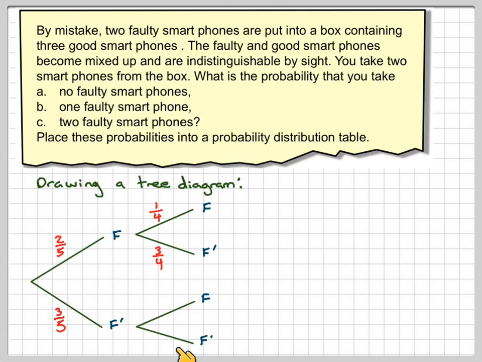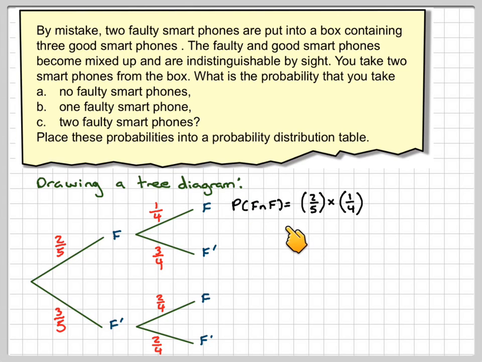Now, the probability of not being faulty here is going to be out of 4 because there's now 1 less. But because the first one was not faulty, there's only 2 left out of 4 which can be not faulty. This one, therefore, would also have to be 2 out of 4 because all these have to add up to 1. Working out the probabilities.